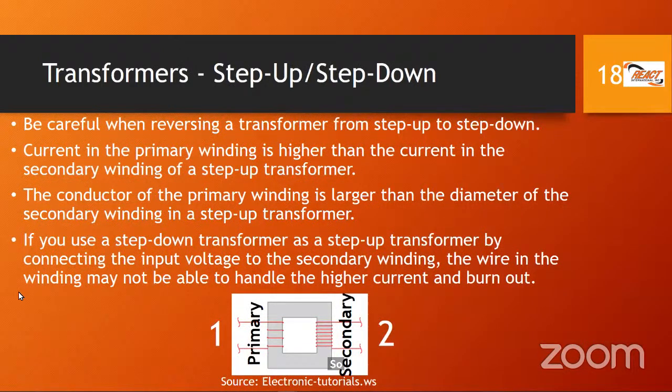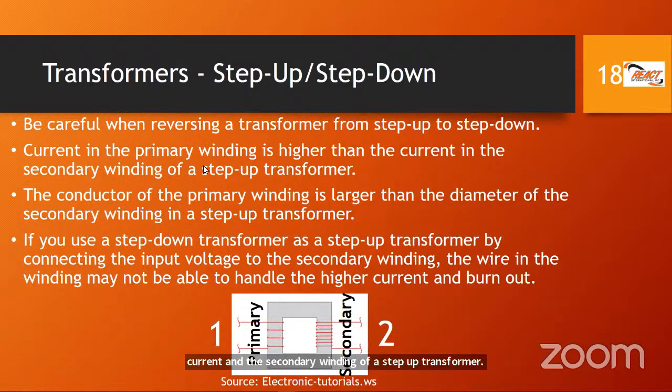All right, so we did say that there are some cautions if we are going to use a transformer that will normally be either step down or step up in the reverse order. So we're using a step down transformer as a step up. We say here, be careful when reversing a transformer from step down to step up. The current in the primary winding is higher than the current in the secondary winding of a step-up transformer. And that's one of the things we need to bear in mind, right?